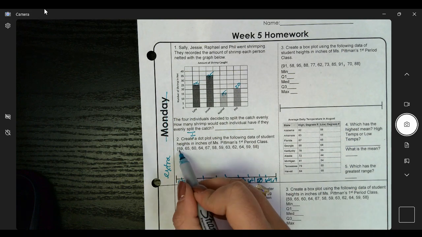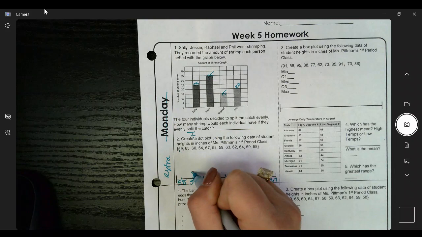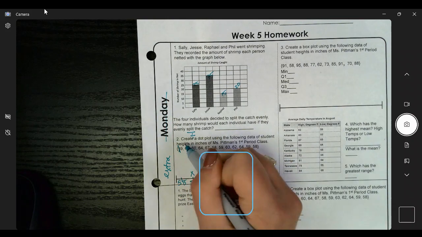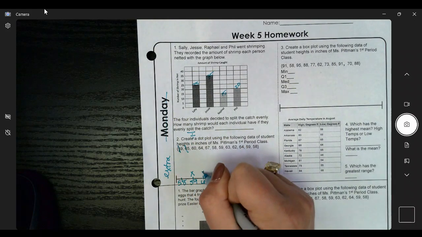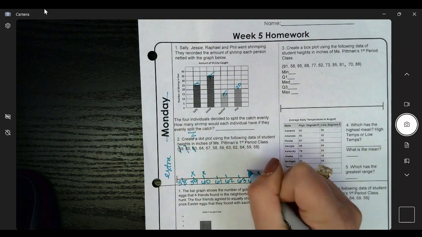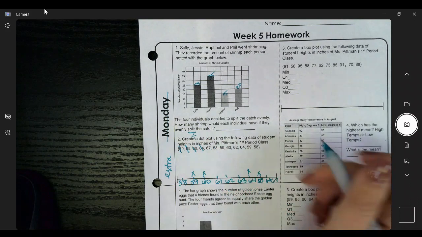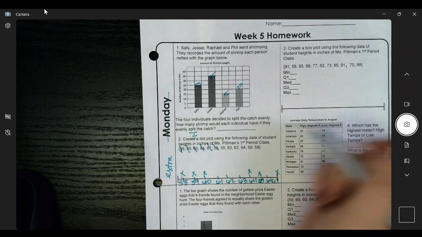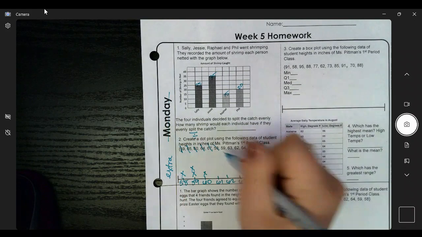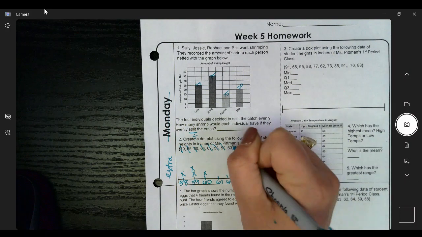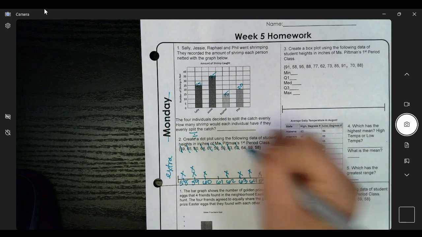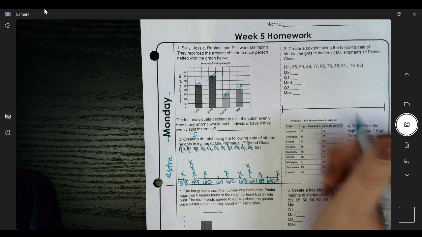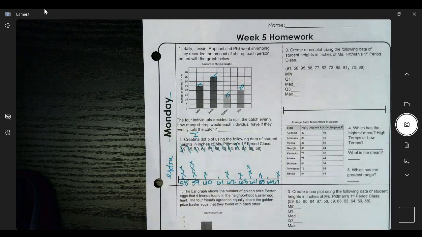So 59, I'm going to put an X over 59. That means I have 159. I have 165. I have another 60. I have another 64. I have a 67, a 58, another 59, 63, 62, 64, a 59, and a 58. Okay.